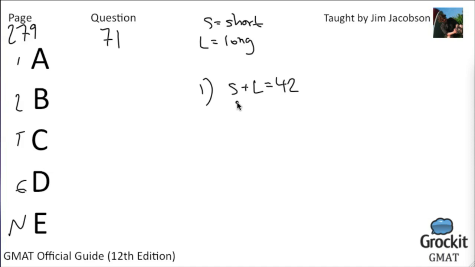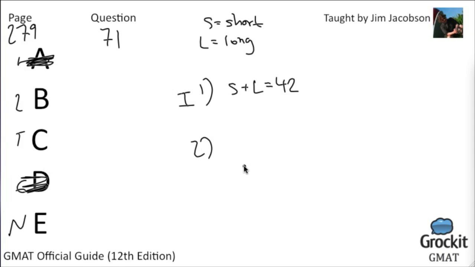Whenever you're given a simple equation like this, two variables, one equation, you have no way of solving S plus L equals 42, because there are many different combinations of numbers. It's not infinite, since distances have to be positive, but it's not going to be sufficient because we need a single value. Statement 1 is insufficient. It's not A, and it's not D.